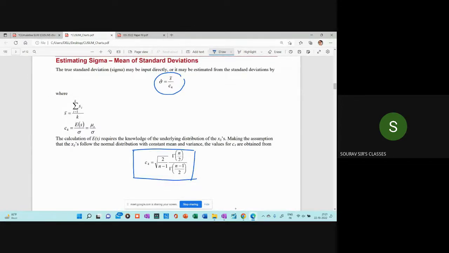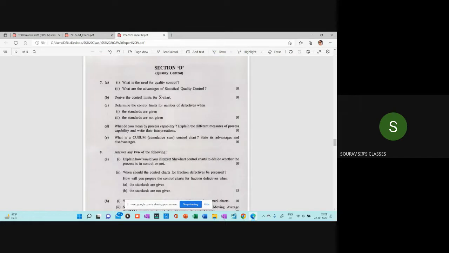So these are the possible values of the CUM-SUM charts. Next, moving on to the next question, question number 8.